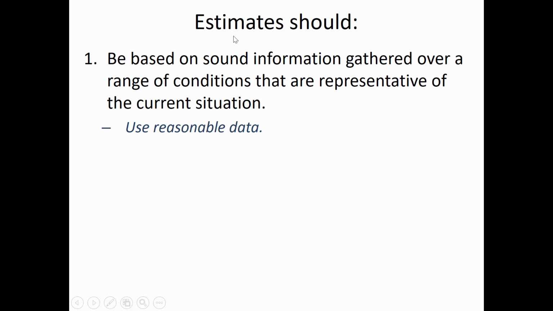And so when you make a cost estimate, the first rule of thumb that's outlined by the book is that it should be sound information that your estimate's based on and gathered over a range of conditions that are representative of the current situation.